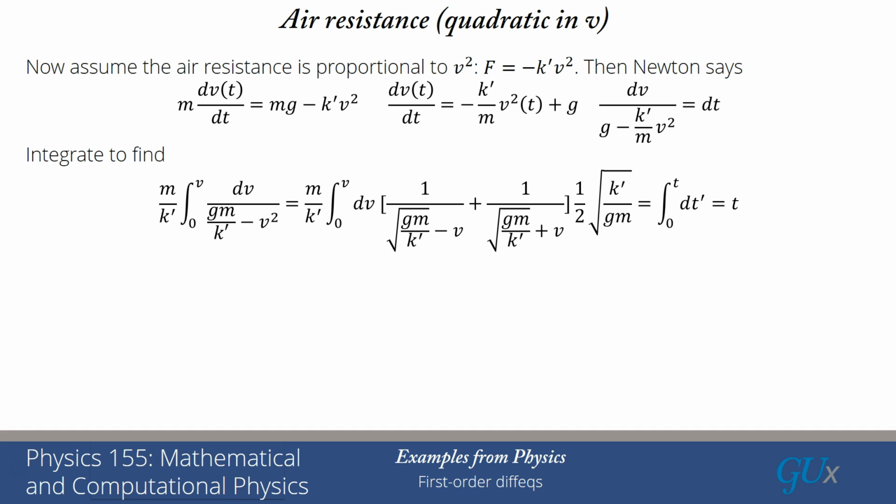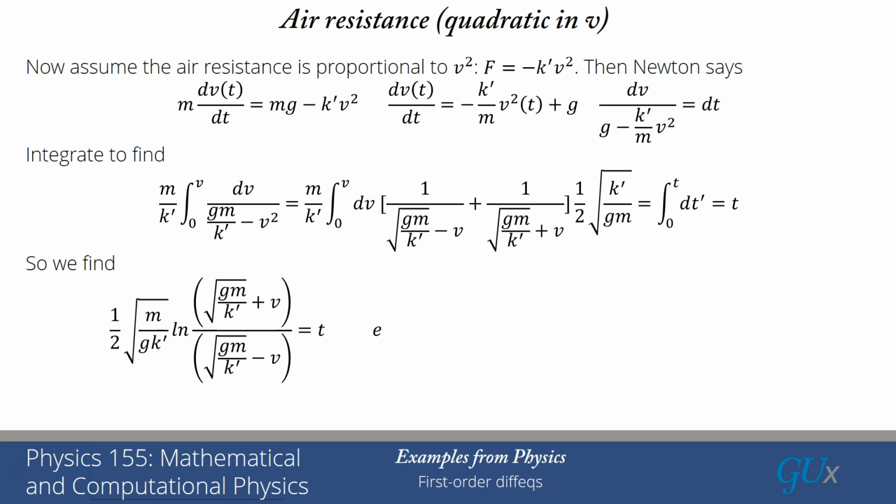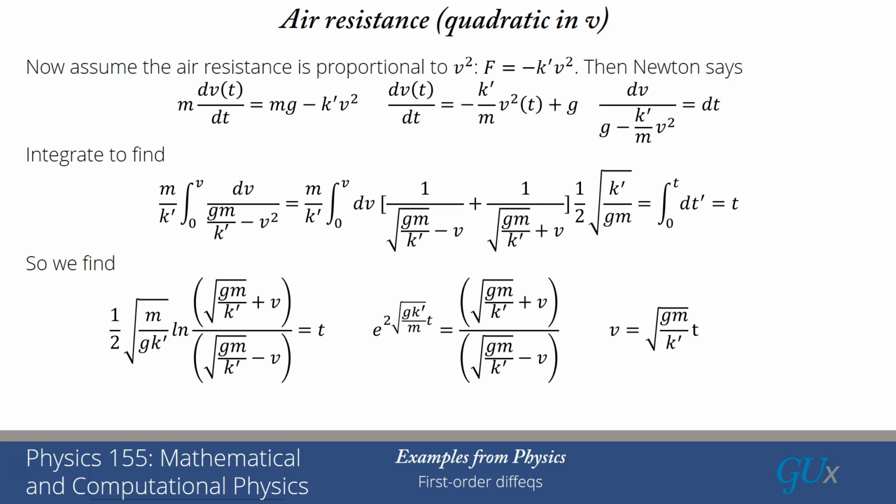Then, of course, the left-hand side is trivial. It's just the integral from 0 to t dt prime, and that, of course, just equals t. So now the integral of each of these terms that I expanded in partial fractions is just a logarithm, and because I have a minus v in one of the terms and a plus v in the other one, I'm going to get the ratio of those two terms in the logarithm. And what we find is 1/2 the square root of m over gk prime. That's what we get when we look at all the constants that are left. The logarithm of the square root of gm over k prime plus v divided by the square root of gm over k prime minus v. That whole thing is equal to t.